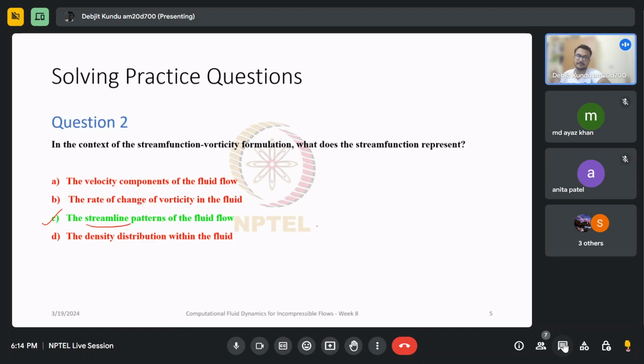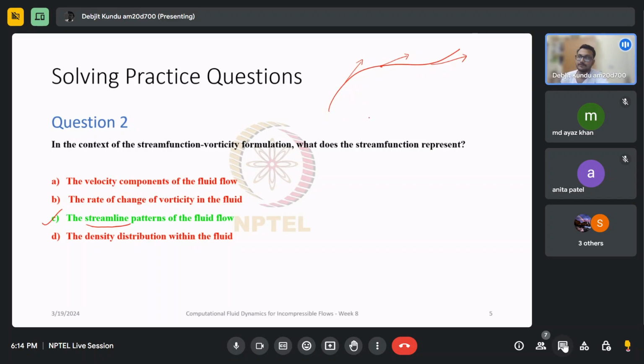So basically, the textbook definition of a streamline is an imaginary line in which at every point, if you take the tangent to it, that represents the velocity of the fluid at that point. So if I take this point and take a tangent, it will be this way, like this. And if I join all those points together, that forms one streamline. Now there are multiple streamlines.